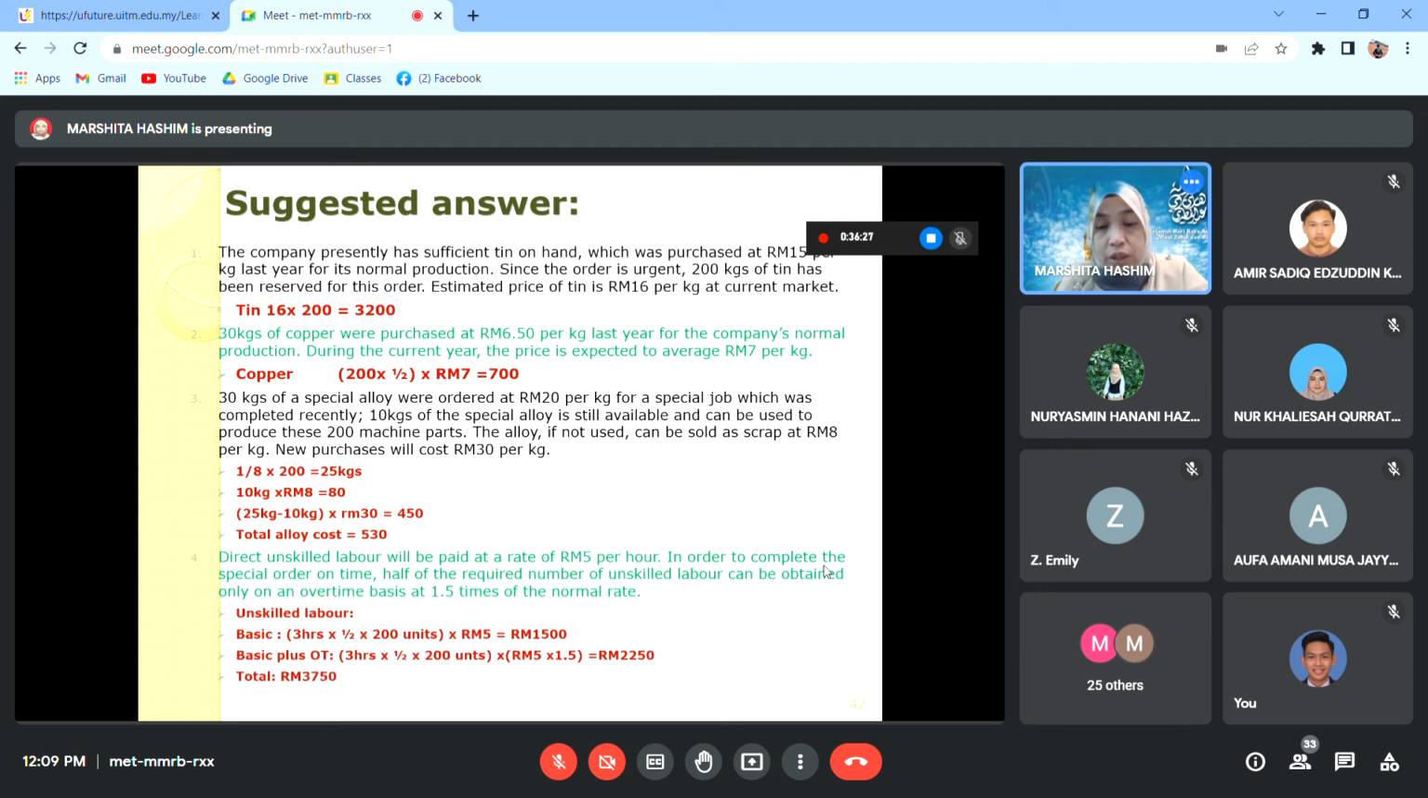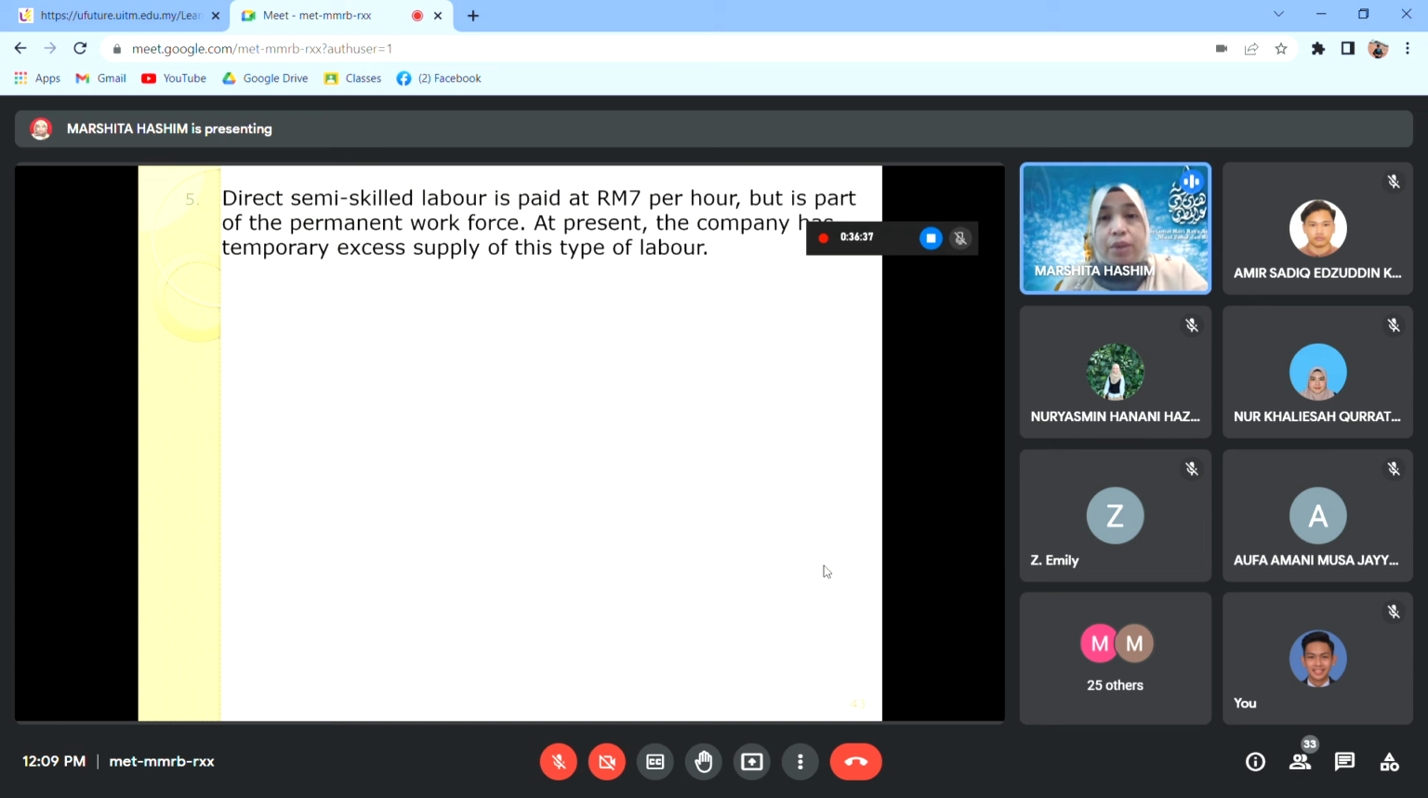Then total is 3750. Okay, 3750. Number 5, direct semi-skilled labor is paid at 7 ringgit per hour, but it is part of permanent workforce. At present, the company has temporary excess supply of this labor. Therefore, direct semi-skilled labor is irrelevant. The value is 0. Reason, because 7 ringgit is salary paid for permanent workforce, and furthermore, the company has excess supply.